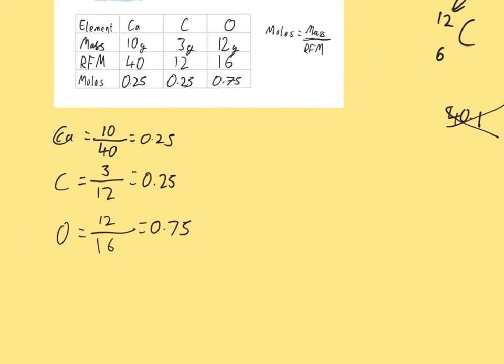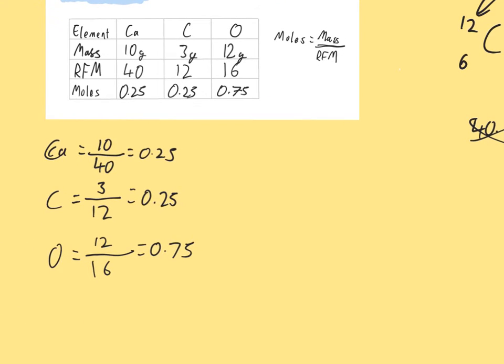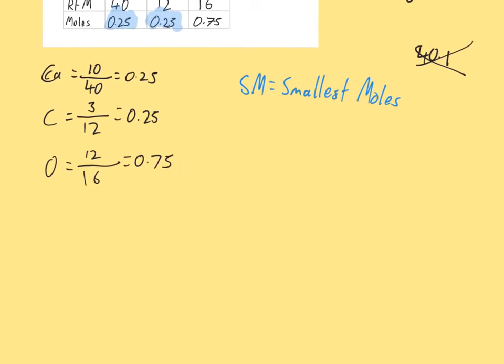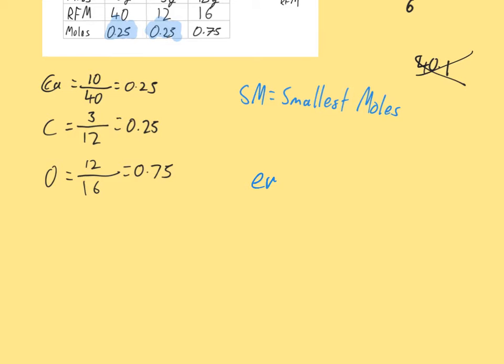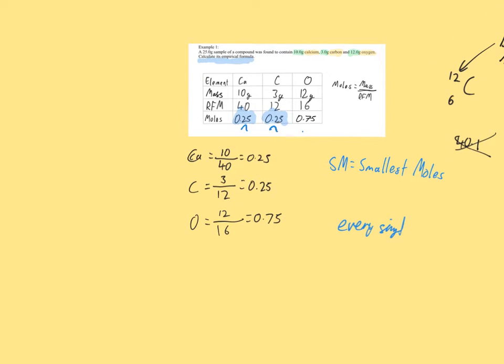Now to actually figure out the empirical formula, we're going to need one very specific number, and that is our smallest moles, which in this case is this and this. So going to blue, SM is our smallest moles. What we'll do is we do every single column, every single mole, so this one, and this one individually.